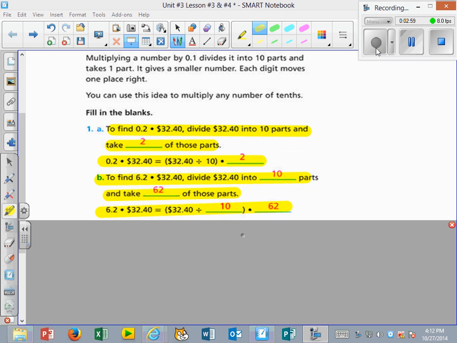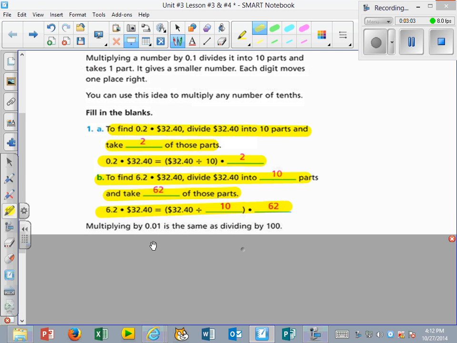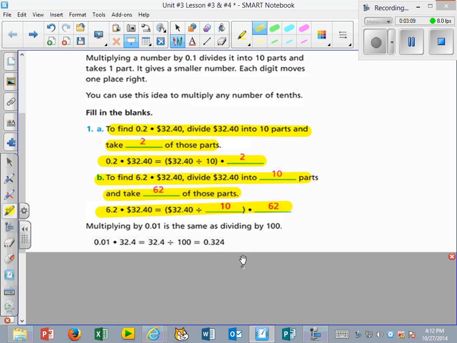All right, let's look at it a little bit further. The next section says multiplying by 0.01 is the same as dividing by 100 because the 1 is in the hundredths place. So let's take a look at this one as an example. 0.01 times 32.4 is the same as 32.4 divided by 100, and now you're moving the decimal over 2 places, so it would be 0.324, or 324 thousandths.